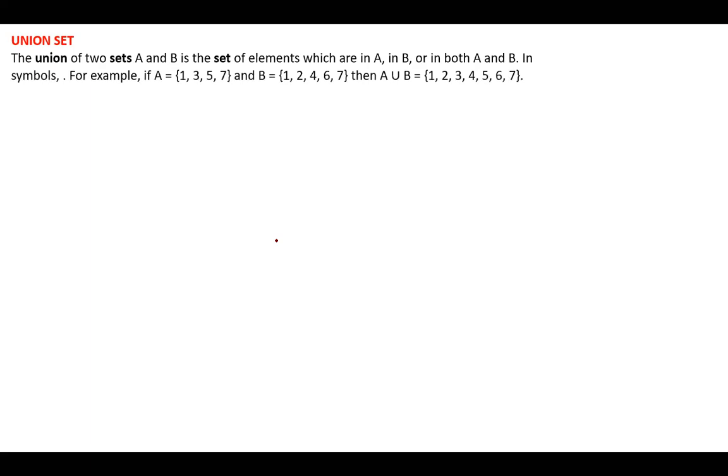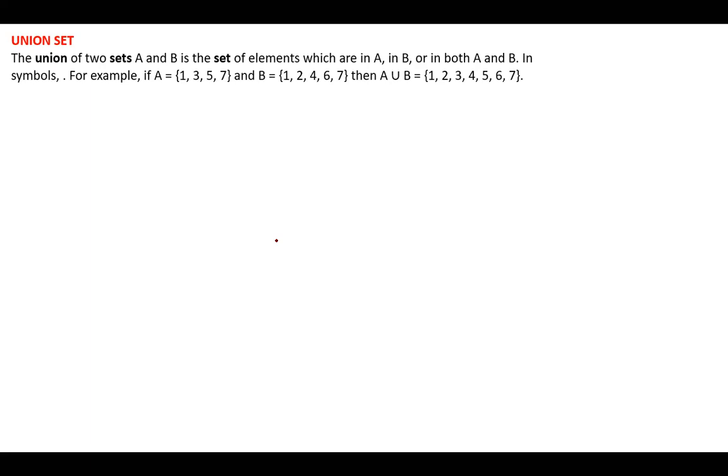So let us also look at the union set. What is the union set? A union set is formed by combining or listing all the elements of all given sets. The simple definition is here. The union set of two sets A and B is the set of elements which are in A, in B, or in both A and B.